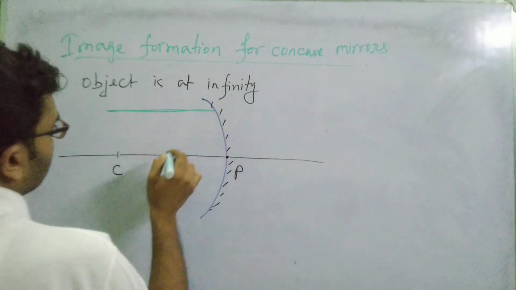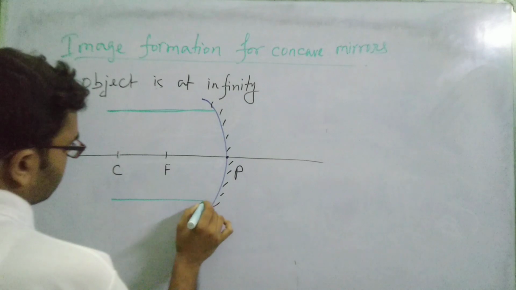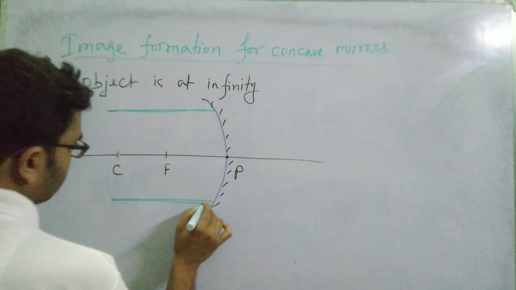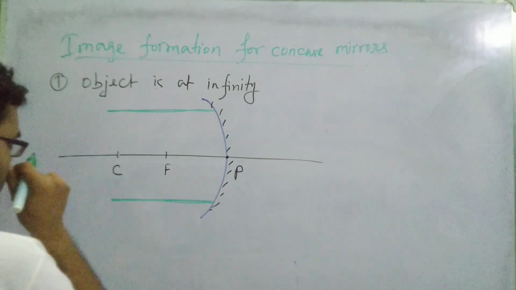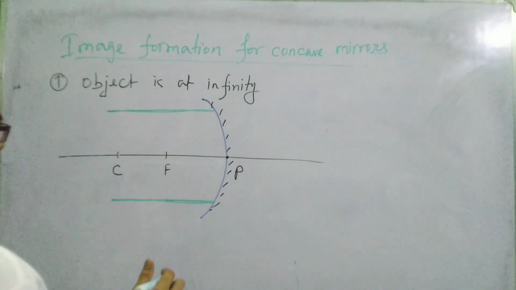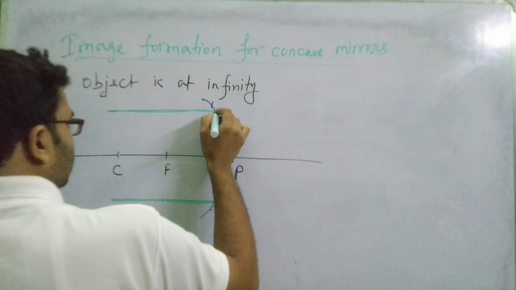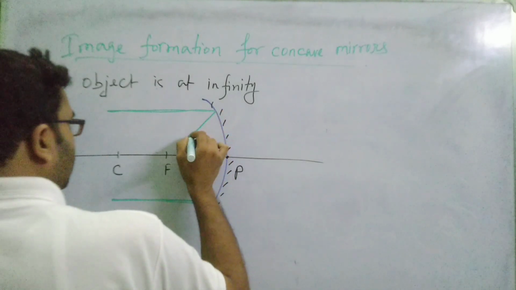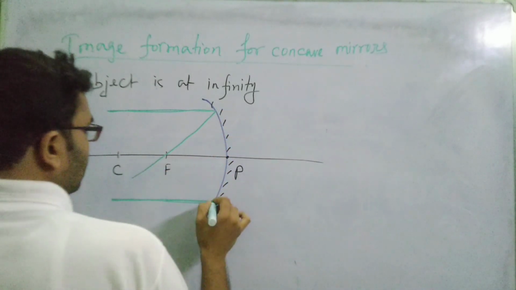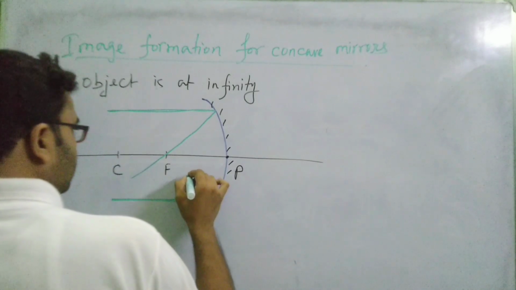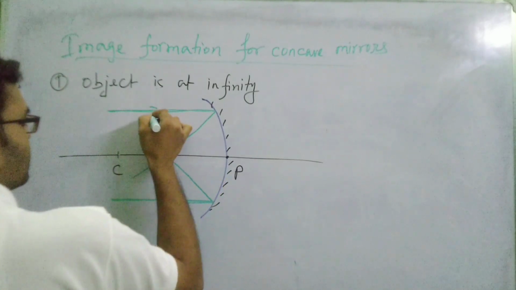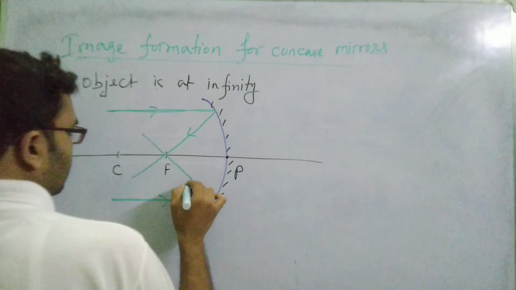Fine. And we have to take at least 2 rays. So take another ray coming parallel to the principal axis. And after reflection, what will happen? As you know by the rules, this incident ray will after reflection pass through the focus. So something like this. And this will be also something like this. Okay. So this is your ray diagram.